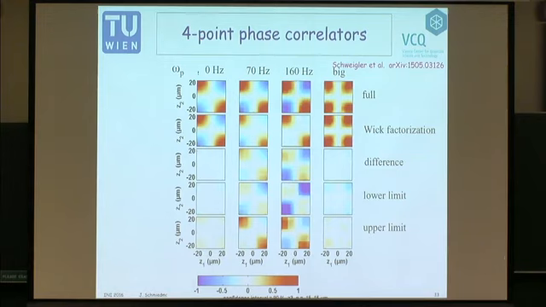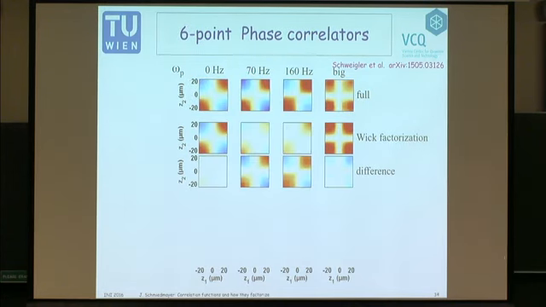Okay, so now we can do that in even more detail and make the 3 sigma upper and lower limits, and you see that this connected part of the correlation function is really statistically very, very significant that you measure. Now the question is, what happens to the 6-point phase correlators?